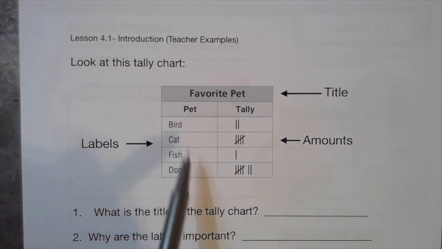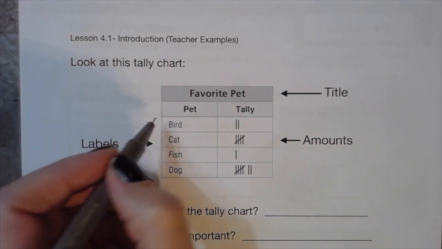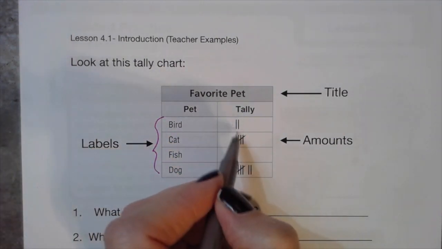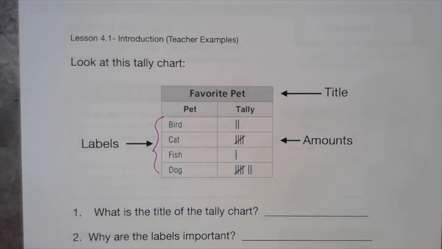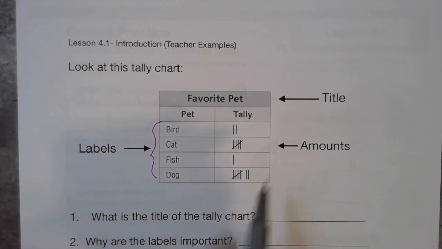Here are the pets. These are called labels. All of this, these are labels. And then these are the different amounts. So what is the title of the tally chart? Well, it's called Favorite Pet.